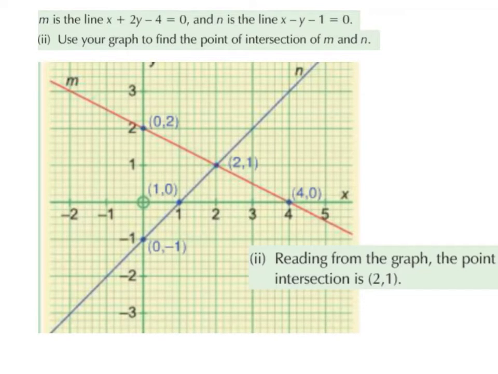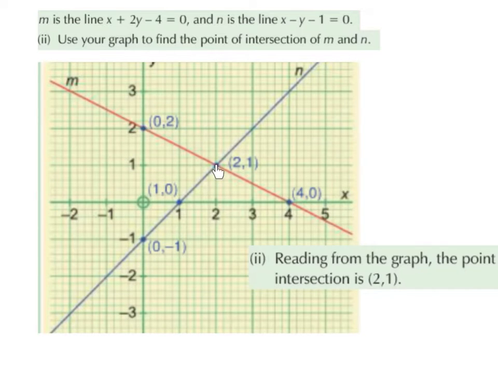Next, I'm going to plot the point 0, minus 1. So I go to 0 on my x-axis, which is here, minus 1 on my y-axis, which is here. So that's the point 0, minus 1, plot the point. And then the point 1, 0. So I go to 1 on the x-axis and 0 on the y-axis. So that's that point here, and plot the point 1, 0. Then I join them up. Make sure to extend your line as far as you can.